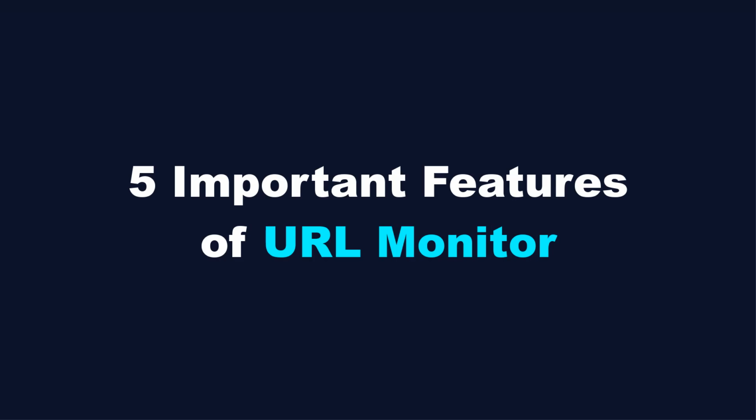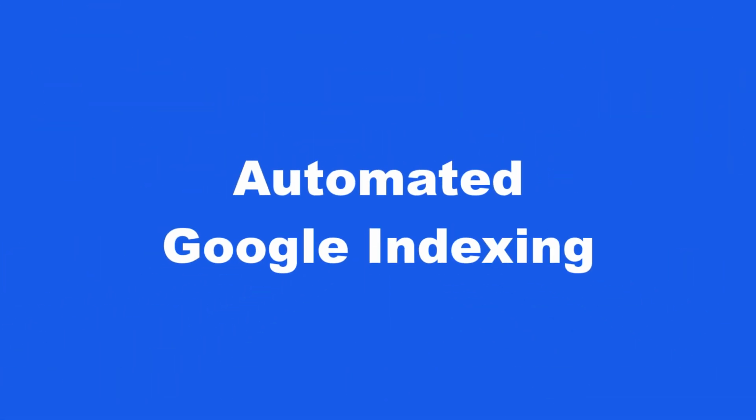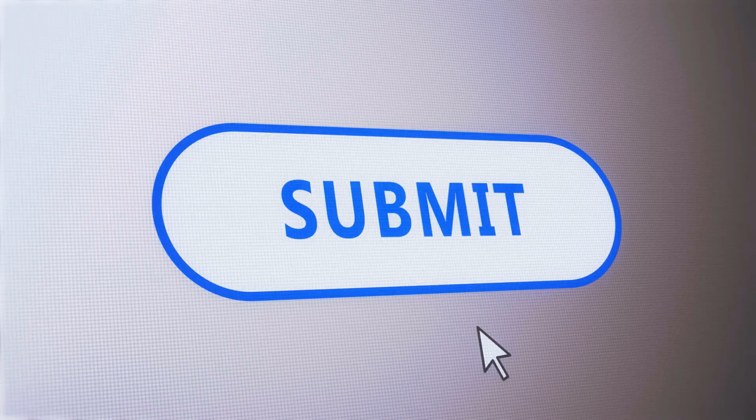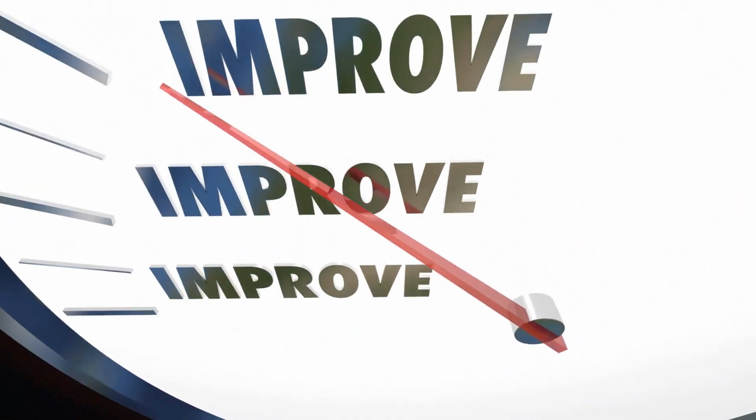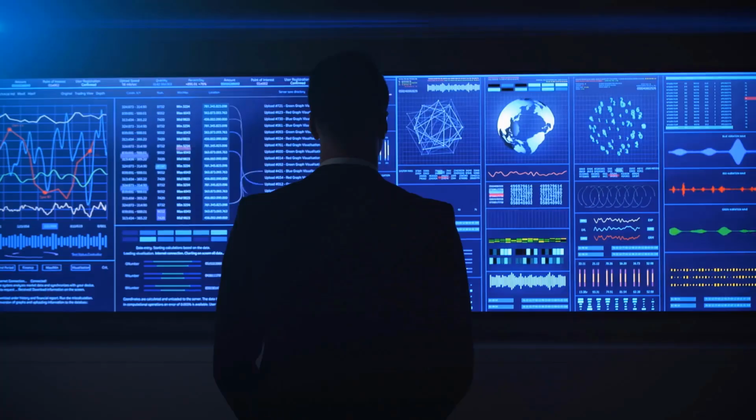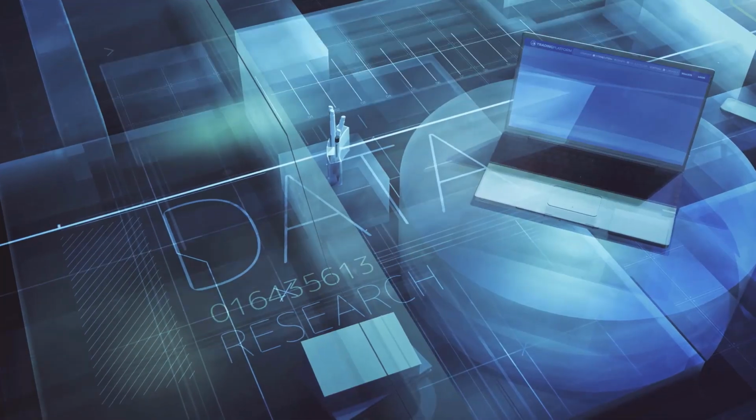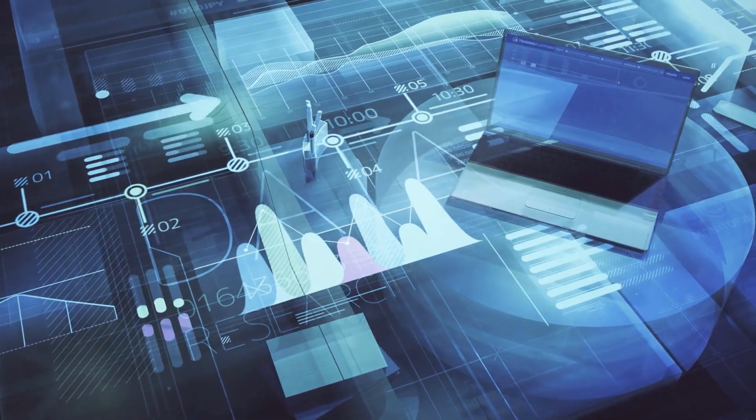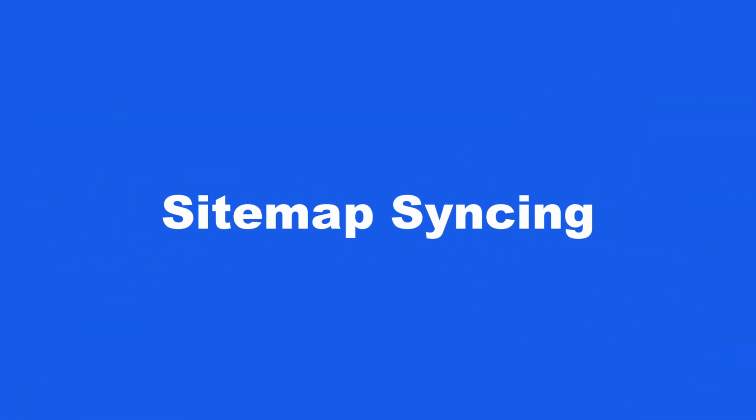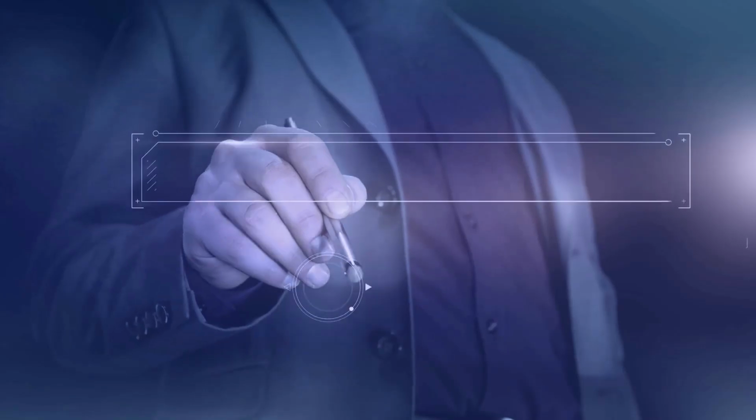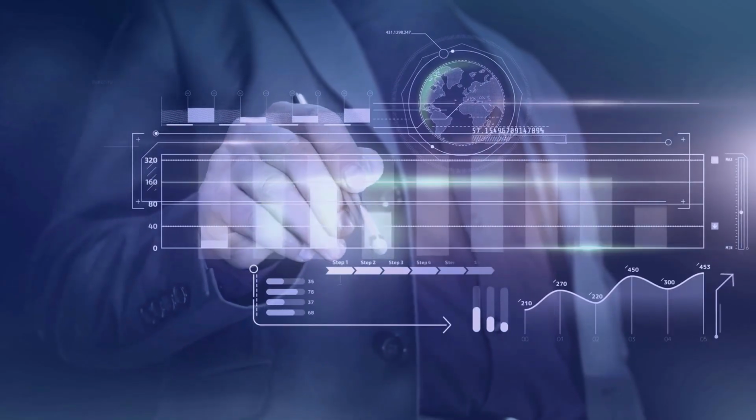5 important features of URL Monitor. Automated Google indexing. URL Monitor automates URL submissions to Google for faster indexing and improved search visibility. Comprehensive page health tracking. Track the health status of all your pages from a single dashboard, identifying and resolving indexing issues promptly. Sitemap syncing. Easily sync sitemaps with Google Search Console to ensure up-to-date site information and efficient indexing.